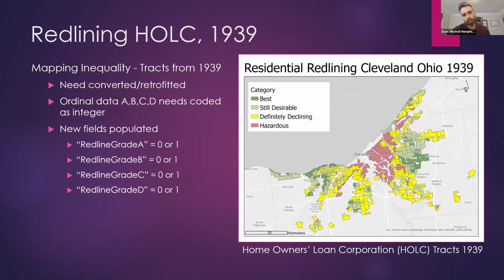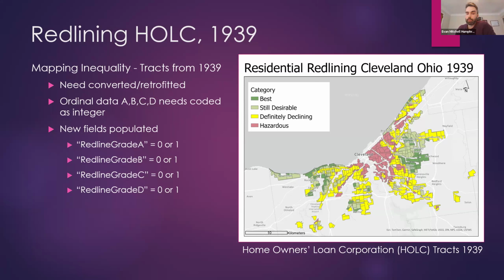So the redlining data, if you notice the map on the right, contains geographic data, which is georeferenced from hard copy maps, which were made in 1939. The redlining data first needed retrofitting because the enumeration units were very dated and different to some extent than modern day units. So the next slide will explain the process further. But subsequently, the ordinal redlining grades of A, B, C, or D needed to be coded as integers in order to run the bivariate regression.